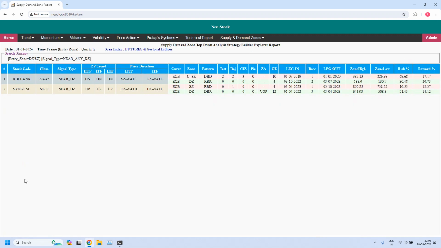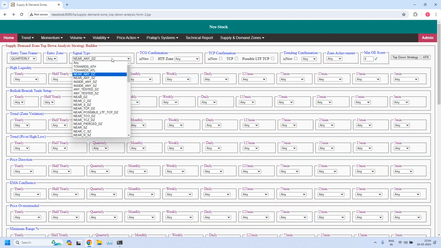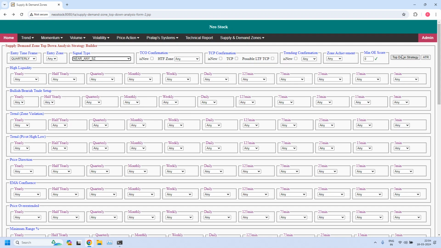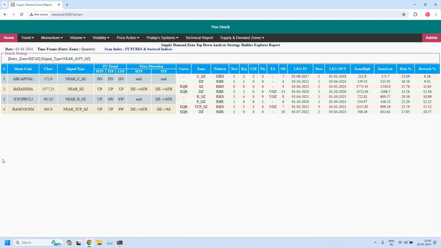So two stocks are filtered which are near to the quarterly demand zone. I'll be giving you only a few seconds and then move on to the next report. In case you want to study any of these stocks and all their columns, please pause the video. Study all these parameters, and after that you can proceed with the video. So I'm going back. For quarterly time frame, let us find the stocks near quarterly supply zone. So these four stocks are filtered near to the quarterly supply zone.